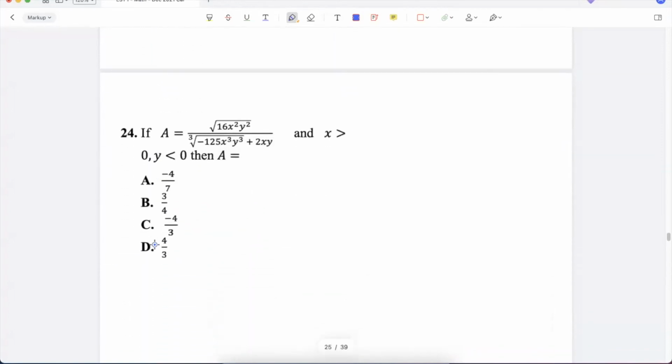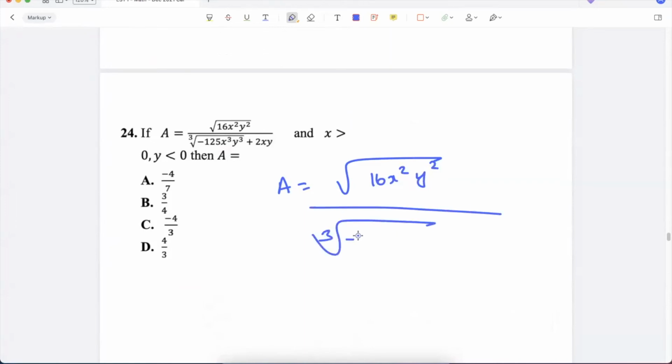Okay, if A is this, and x is positive and y is negative, then what is A? So A is under root of 16 x square y square, divided by third root of minus 125 x cube y cube, plus 2xy. Okay, so this becomes 4xy. Let me take the modulus for y because it was negative.